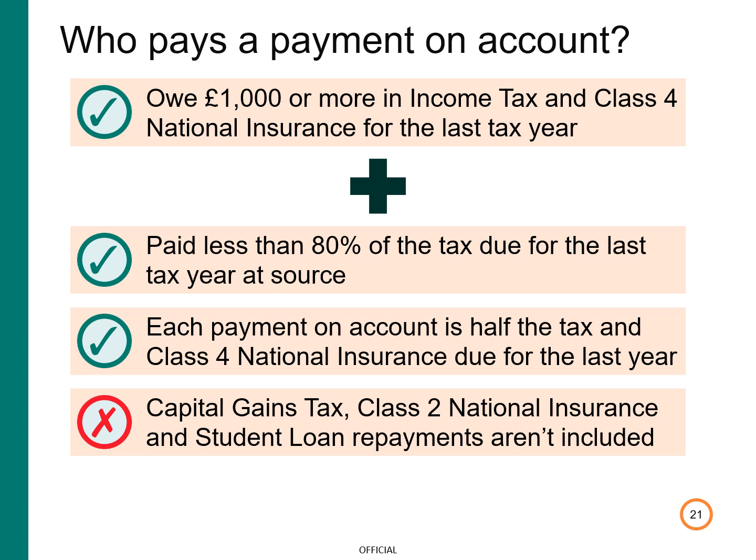payments on account are due. Each payment on account is half the tax and Class 4 national insurance due for the last year. Capital gains tax, Class 2 national insurance and student loan repayments are not included in the calculation. The two payments count towards your final bill when you submit this year's tax return. That's the 2024 to 2025 tax return. Let's look at an example.